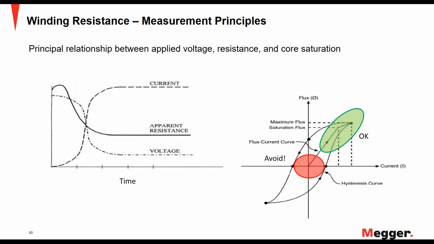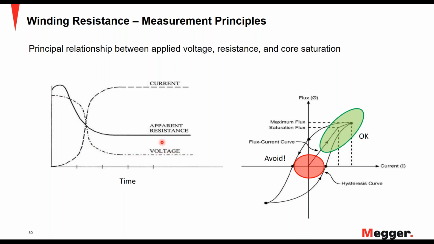Now let's review the relationships between the voltage that's applied, the resistance that's measured, and core saturation. If you look on the left side of your screen at time t equal to 0, when you are beginning the test, the current is 0. That current does not instantaneously change, as you can see from the graph. It takes some finite time to stabilize. At the same time, you're also applying voltage to the transformer core. Now this voltage initially is higher because you want to saturate the transformer core.